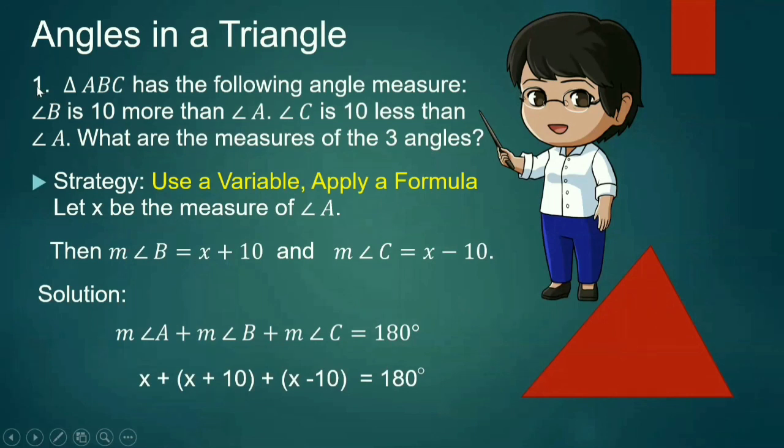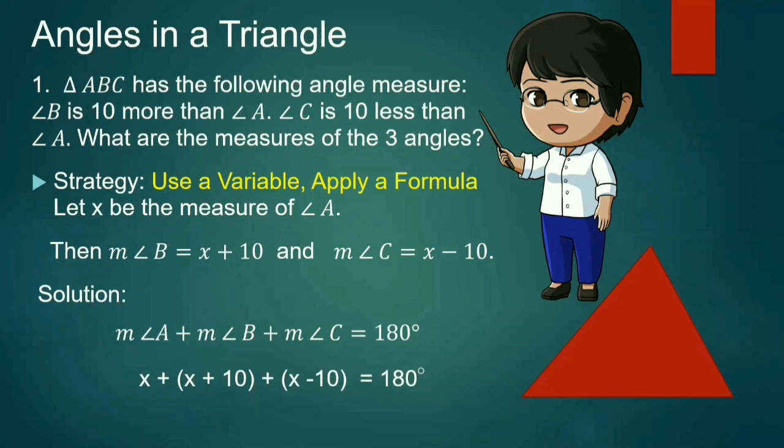Let's have some examples. Number 1. Triangle ABC has the following angle measures. Angle B is 10 more than angle A, and angle C is 10 less than angle A. What are the measures of the three angles? Strategy: use a variable and apply a formula.